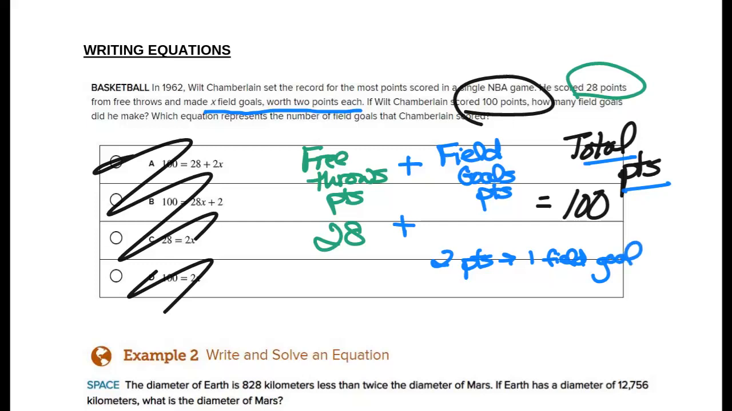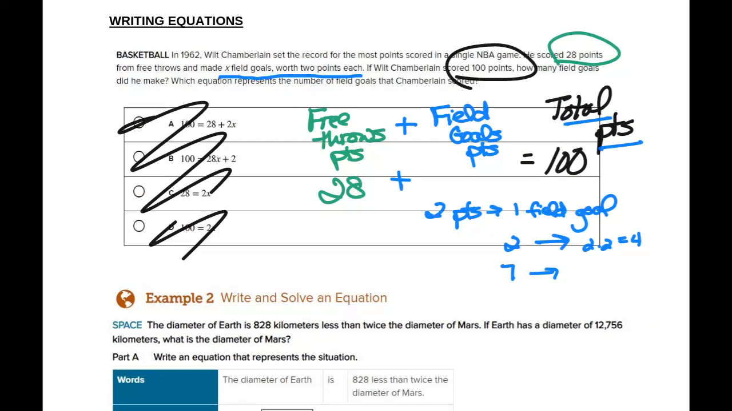So, if he made 2 field goals, how many points would that be? 2 times 2, which is 4. If he made 7 field goals, how many points would that be? Right, 2 times 7, which is 14. How many field goals did he make? It said he made X field goals. So, how many points is that? No. 2 times X, which is 2X.